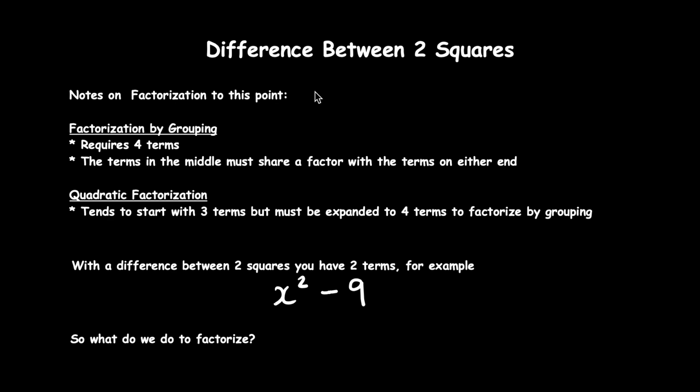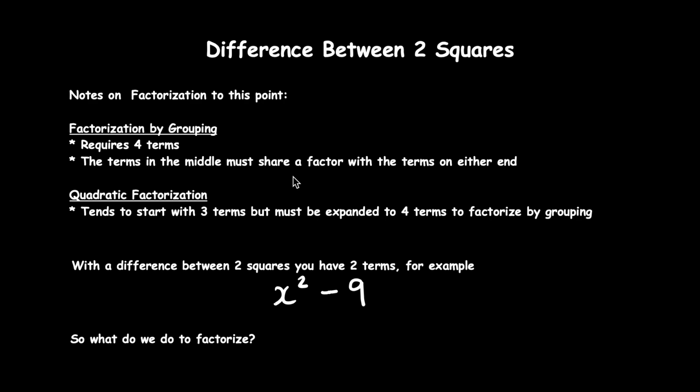And we know that when we factorize by grouping, we need to have four terms, right? Not only that, we need the terms in the middle of the four to share factors with the terms on the end. That allows us, doesn't matter which way we switch things around, to be able to factorize by grouping and end up with that very neat binomial product, or product of two binomial terms, right?